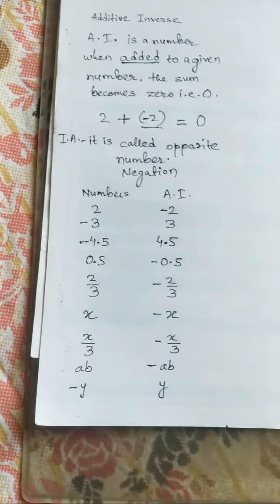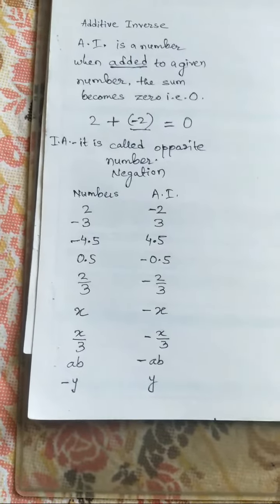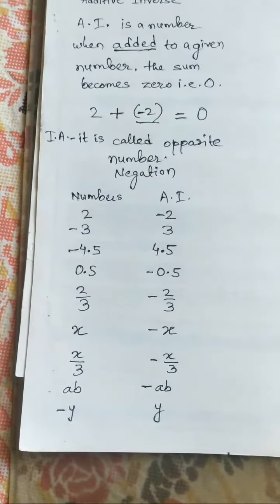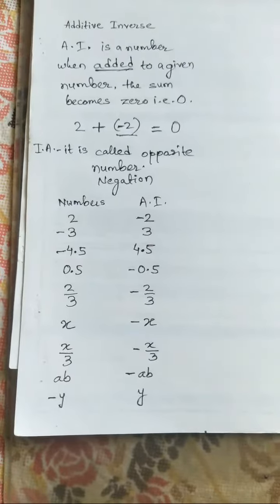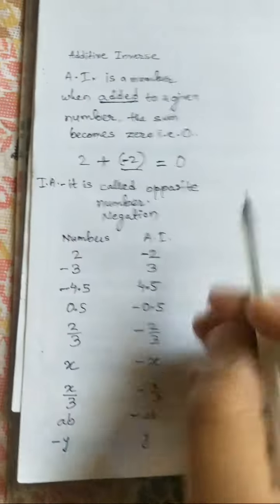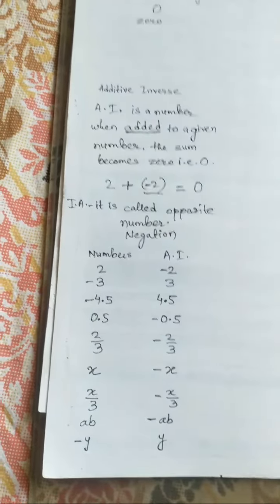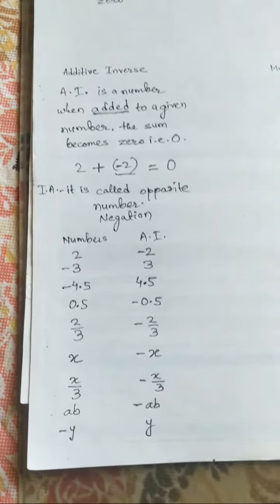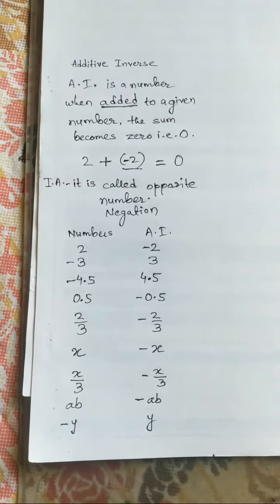You only have to take the opposite. If the number is given as 2, your additive inverse would be minus 2. Just put the opposite sign before the number, and when you add these numbers, you will get the sum as the additive identity, that is 0. So the additive inverse is a number which, when added to a given number, makes the sum 0. And these are various examples from which you can understand what the additive inverse is like.